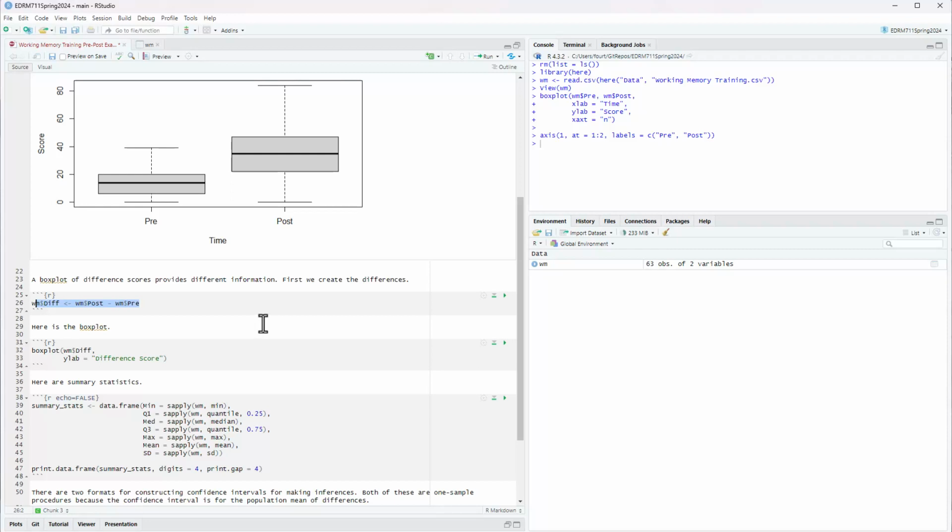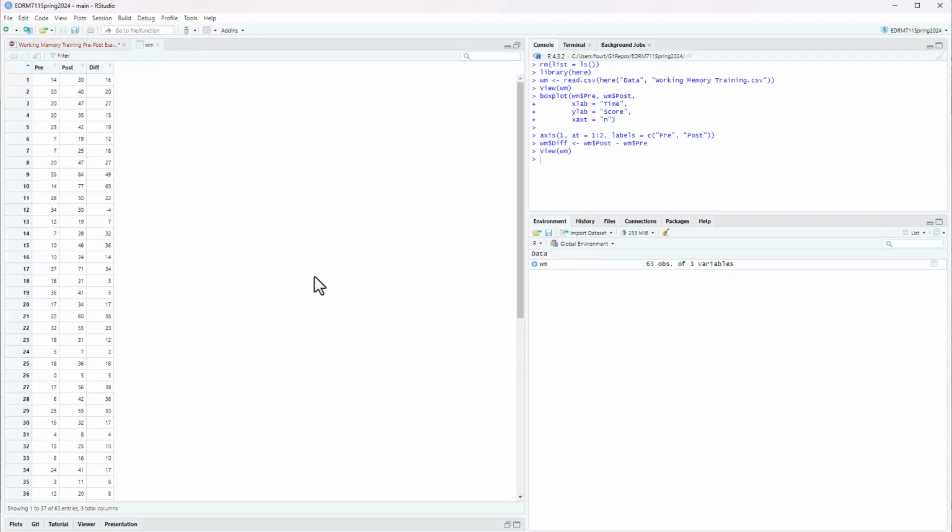I'm going to create difference scores, and I'm going to go ahead and add it to the data set. So here are difference scores. Let's go ahead and look at that. So again, the difference score here is from the pre and post on row 1 from person 1. So notice that that score now tells me that they increased by 16 points.